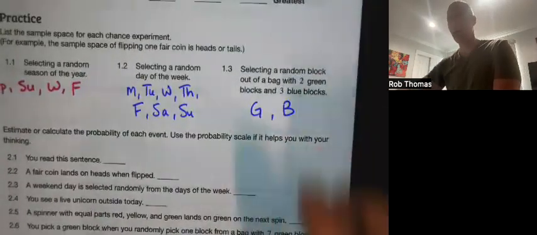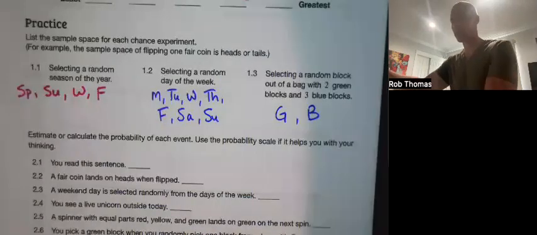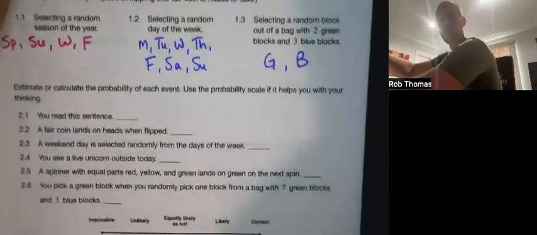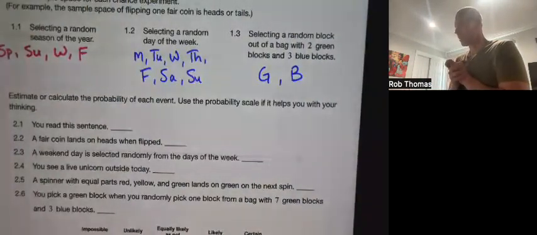It says estimate or calculate the probability of each event. Well, which one do you want us to do? You want us to estimate or calculate? Those are different things. I don't like kind of weird directions like that, but okay. Use the probability scale if it helps you with your thinking.